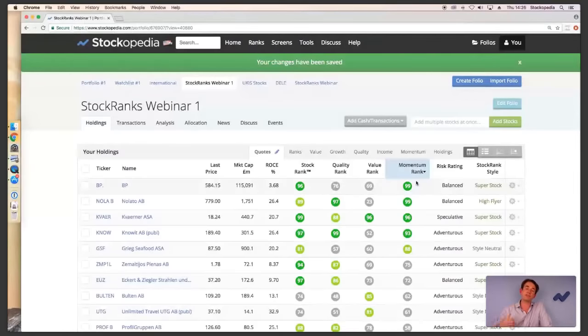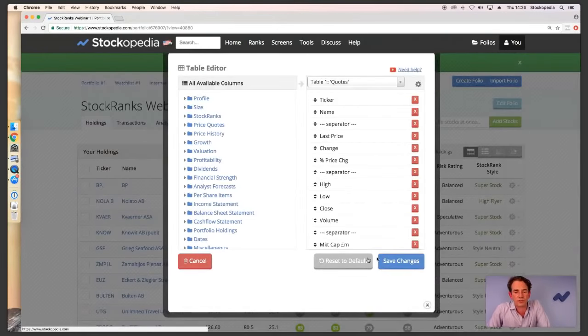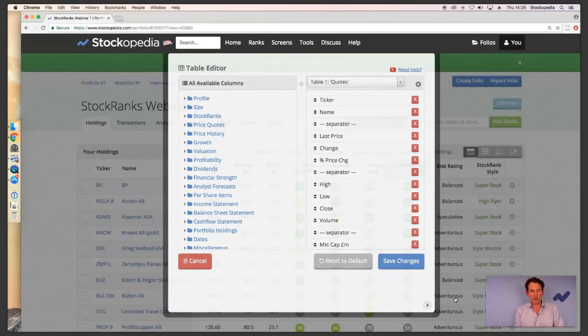If you decide that you've duplicated another view accidentally or screwed it up, you can click the blue icon again and click reset to default. And that will get rid of all the changes, which I won't do right now. That's a useful way of doing it.